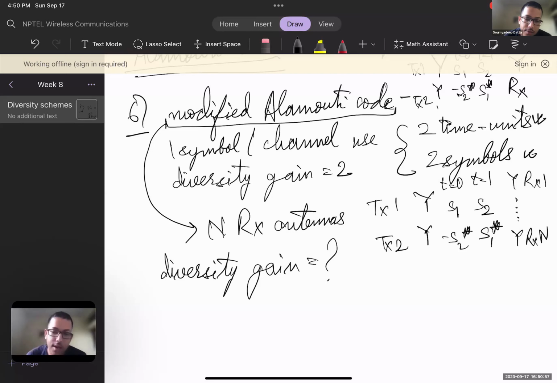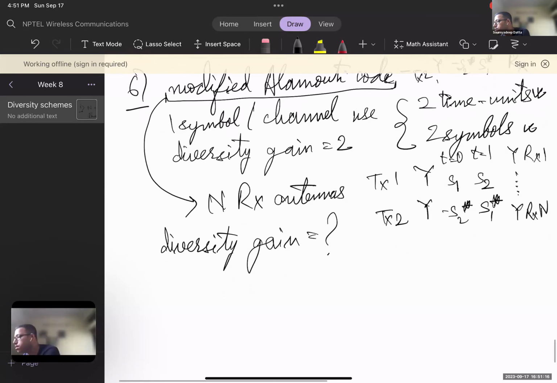So this kind of conceptual question is there in the assignment. It is actually very simple to answer. Conceptually, even if I don't do any mathematics, you can see that I'm sending the same two symbols, S1 and S2. And now there are capital N antennas.